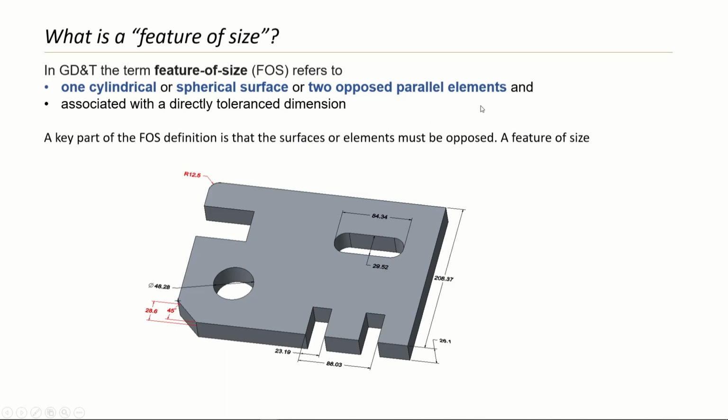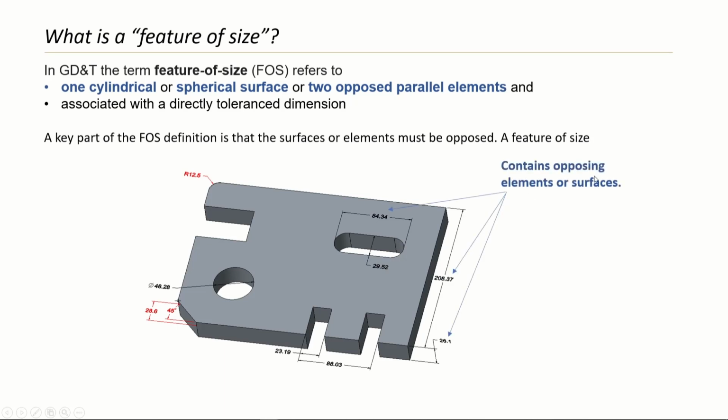So you can make out which dimensions are feature of sizes, but there's an easier way to find out what exactly are the features of size. The key part of the feature of size definition is that the surfaces or elements must be opposed. So a feature of size can be determined by using some key elements, or key fundas, that you can use to figure out which ones are features of size.